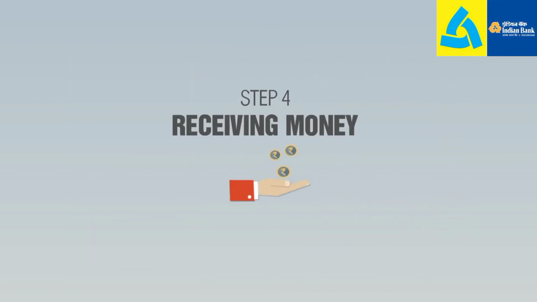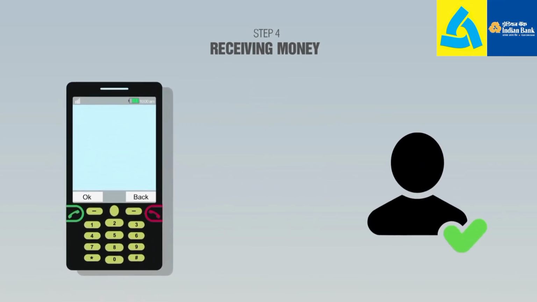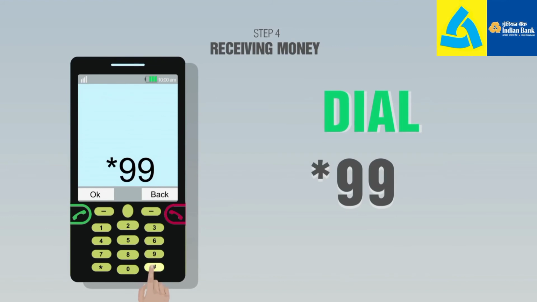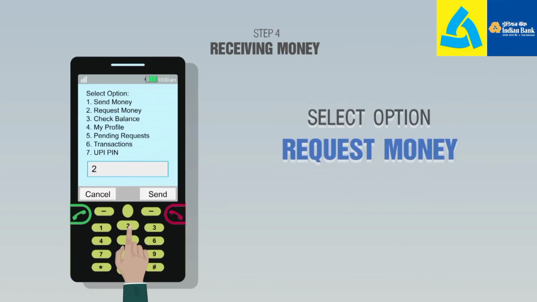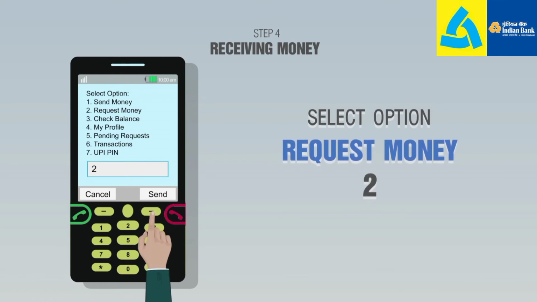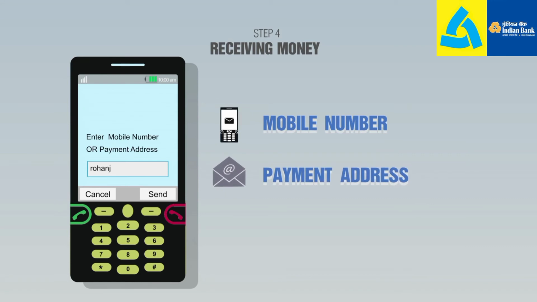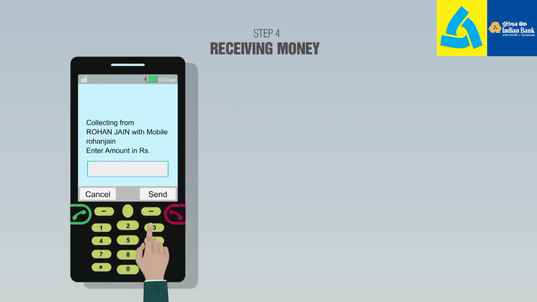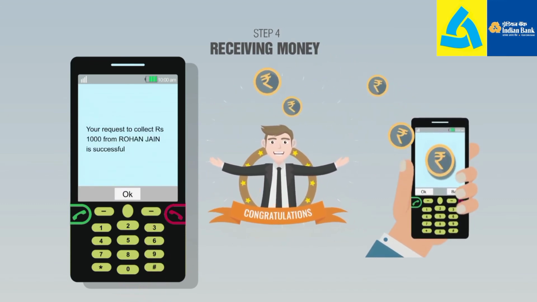Step 4. Receiving money through USSD banking. Once you have registered your UPI, please dial *99# for a quick menu display. Please select the option number to request money and press send. Please enter the mobile number or payment address to request money from a UPI registered customer and press send. Please enter the amount of money to be collected and press send. Congratulations! Your request to collect money is successful.